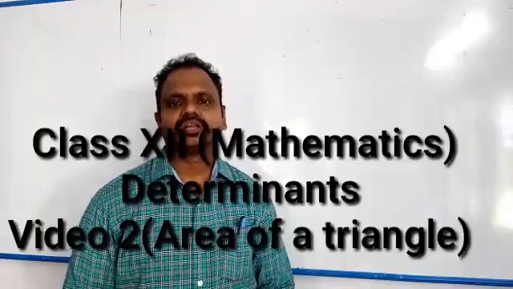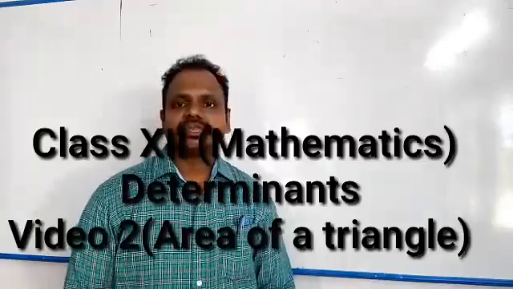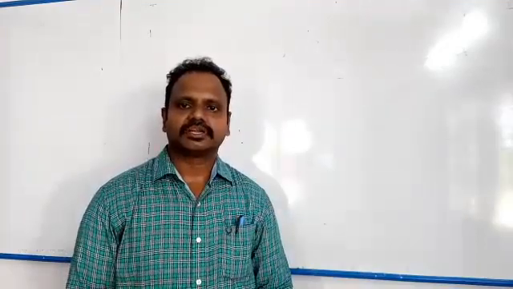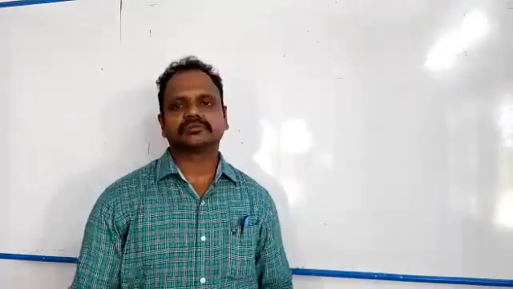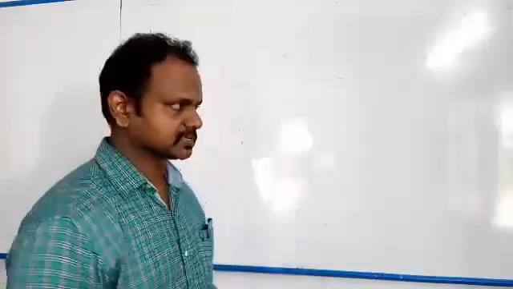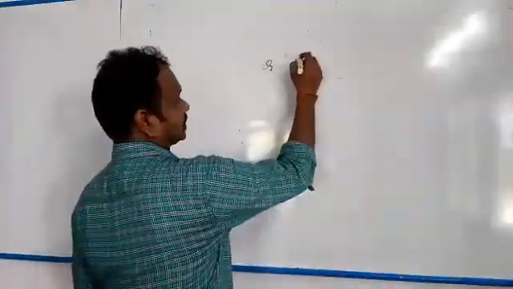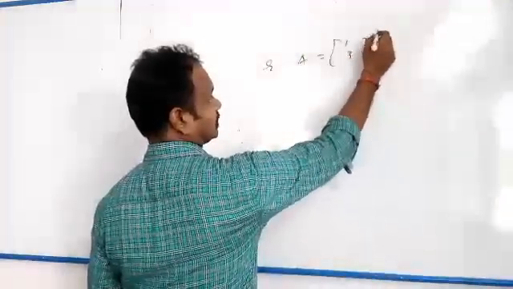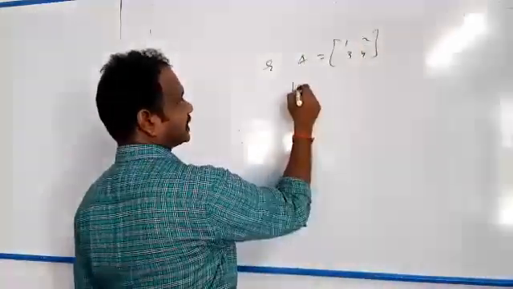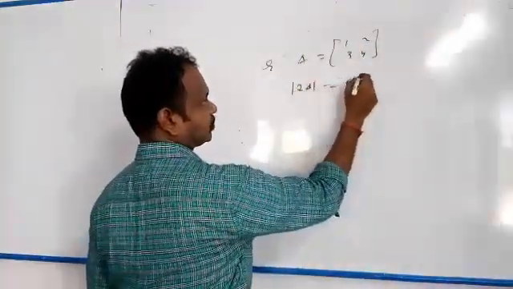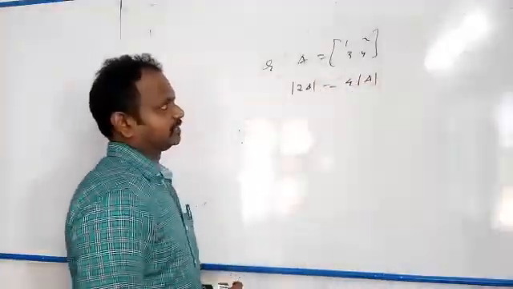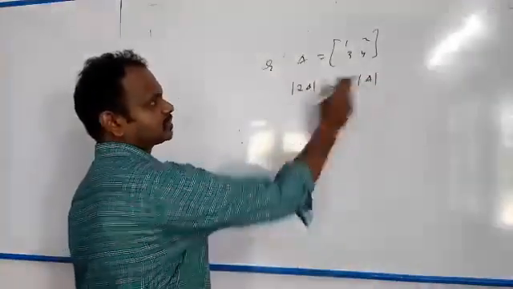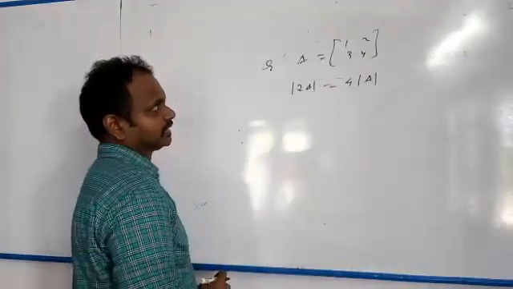Student, in this video we will learn how we can find the area of a triangle by using the determinant, and also we will discuss some example questions based on determinants. Suppose we are given a matrix A equal to 1 2 3 4, and we need to show that determinant of 2A is equal to 4 into determinant of A.